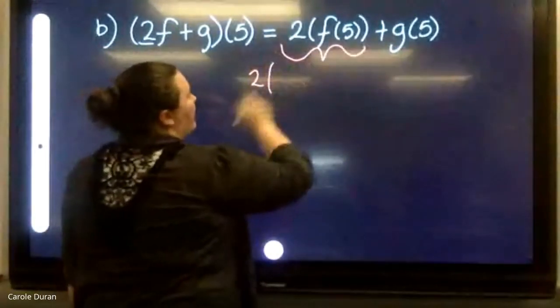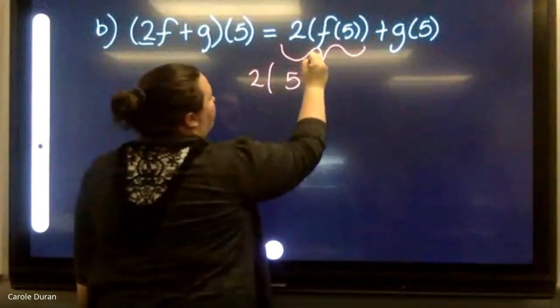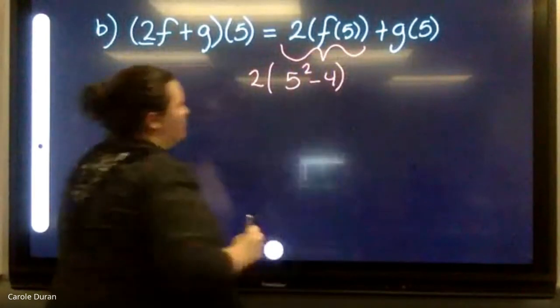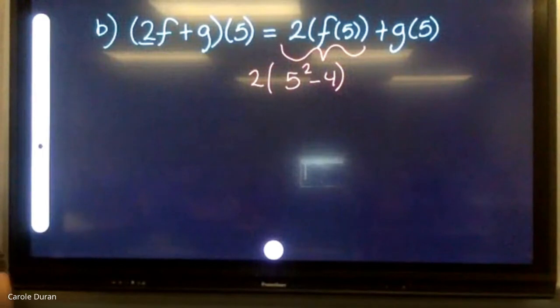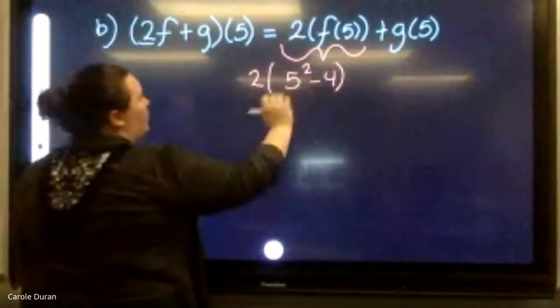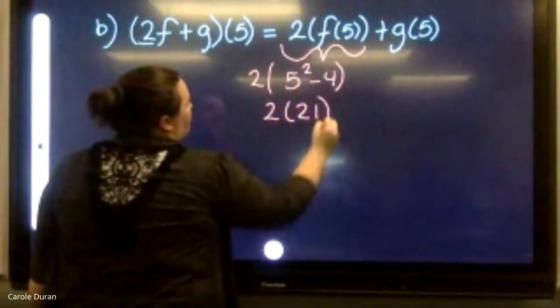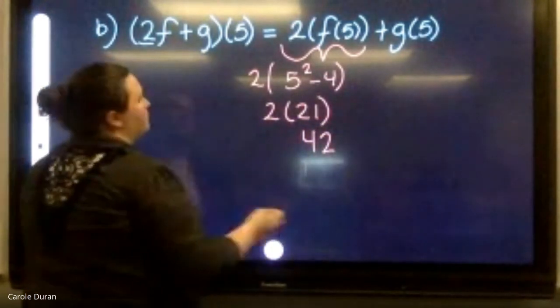My f function is x squared minus 4. So when I plug 5 in, that becomes 5 squared minus 4. I solve the 5 squared minus 4 part first. What is that? Am I moving too fast? I can slow down. What's 5 squared minus 4? You did 2 times 5 instead of 5 squared. Yeah, so 5 squared minus 4 will be 21. And then 2 times 21 is going to be 42.